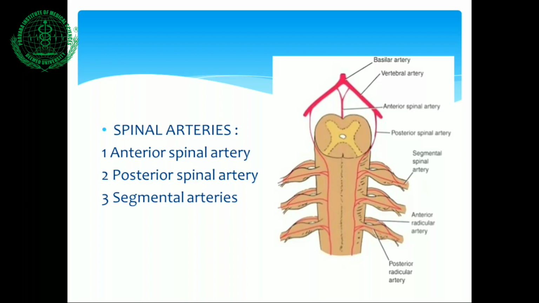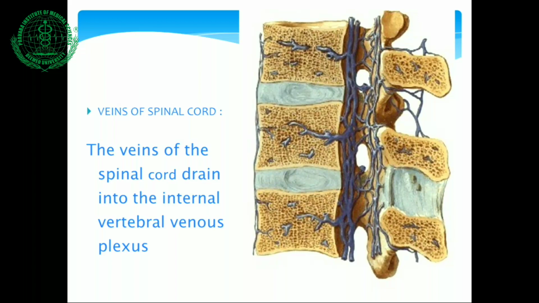Now after these arteries which are lying adjacent to the spinal cord, the next content of vertebral canal is about the veins lying adjacent to the spinal cord. Adjacent to the spinal cord, there are 6 longitudinal venous channels. These 6 venous channels drain finally into the internal vertebral venous plexus.